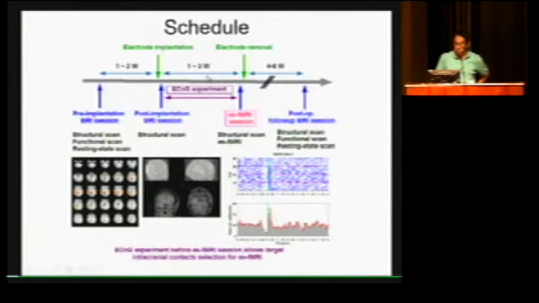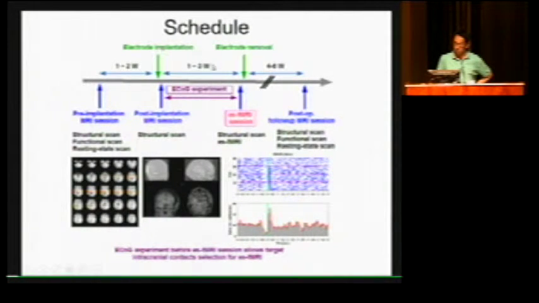So this is the schedule of the patient. We usually do a pre-implantation MRI session. This includes the structural scan, a functional scan, and the resting scan. Like this is the resting scan of this patient. And then after 1 or 2 weeks, electrodes were implanted. And then on post-op day 1, we confirm the electrode position by doing the structural scan, CT and MRI.